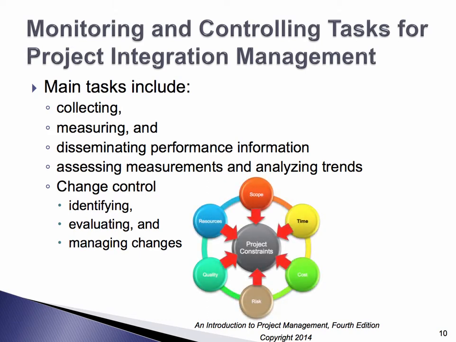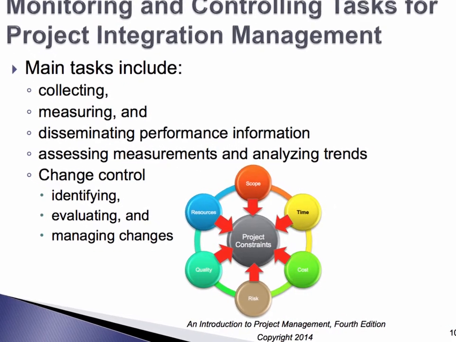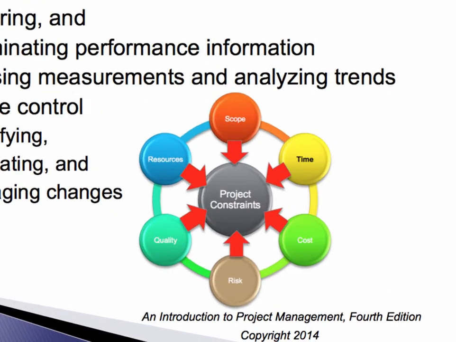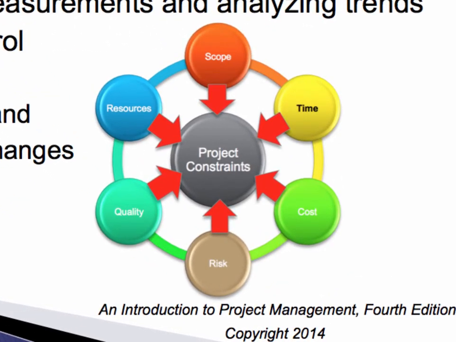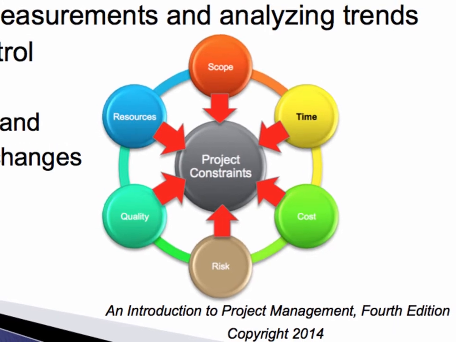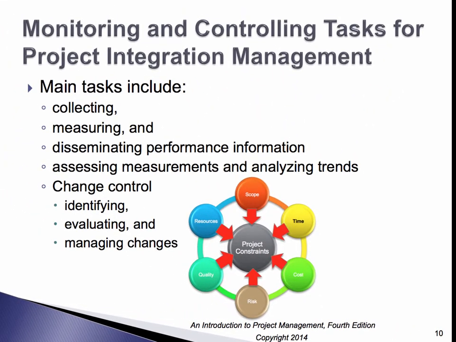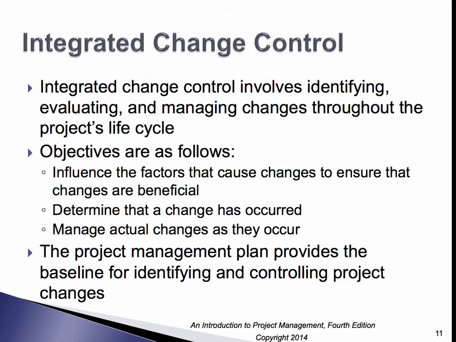Earlier we talked about scope, time, cost, risk, quality, and resources as all feeding into project constraints. In change control, all of these can be affected. So changes can control the scope, the time, the cost, the amount of risk, the quality of the overall project, and the resources that you have to actually expend on that project. Integrated change control involves identifying, evaluating, and managing changes throughout the project's life cycle.